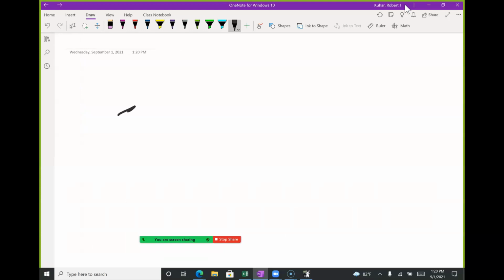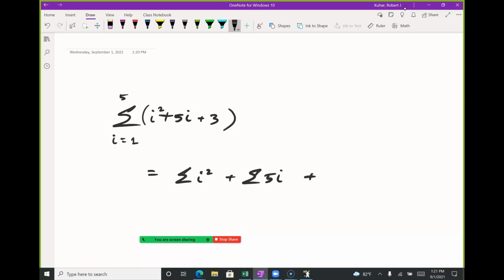The sum, let's do the sum of i equals 1 to 5 of i squared plus 5i plus 3. So x squared plus 5x plus 3, right? Quadratic. So this one I can split into 3 sums, right? You with me? The sum of i squared, the sum of 5i, and the sum of 3.